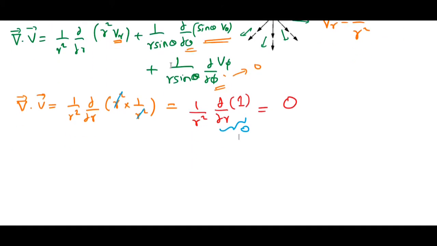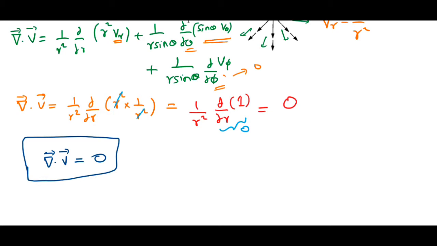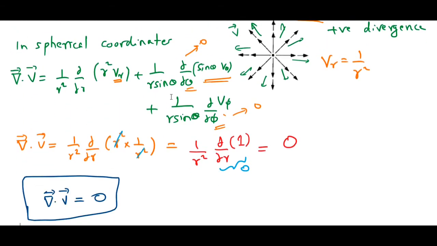Therefore, the result I obtained is del dot v is equal to 0. The divergence of this vector function is 0. But this vector function seems to have a positive divergence.